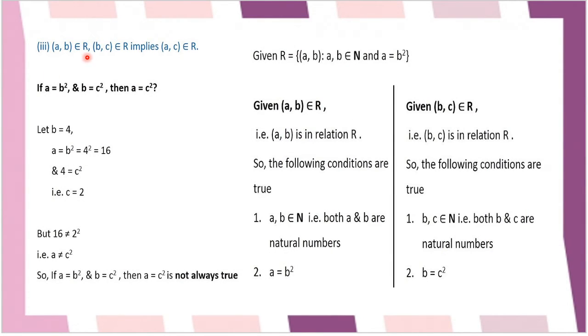Next, (a, b) belongs to R, (b, c) belongs to R, implies (a, c) belongs to R. So let's take our relation a is equal to b square and b is equal to c square, then a is equal to c square. This happens every time. So let's check whether actually this happens or not. If we take b is equal to 4, so a is equal to b square, which is 16, right? Now c square is also 4, right? That is c is equal to 2. What is the value of c then? Value of c is 2.